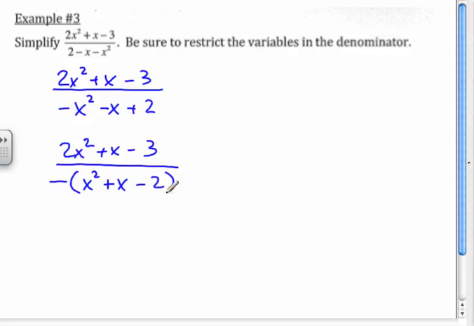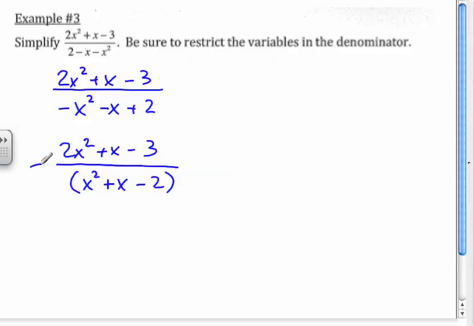Now guys, you'll remember with fractions, if I have something on the bottom that's negative, I can take that negative away from the bottom and write it out front. Okay, and this should help us out when we're writing our answers. Okay, now let's go ahead and factor the top.